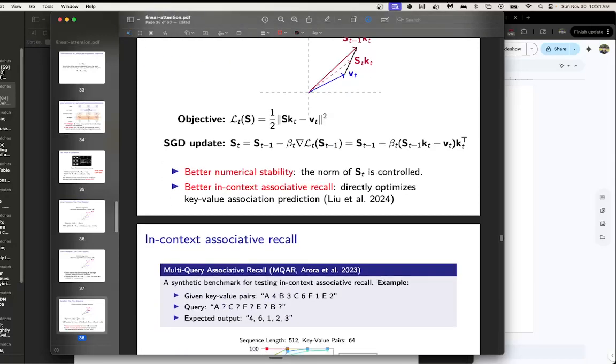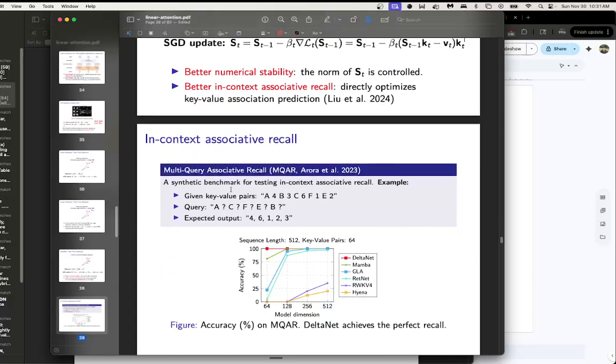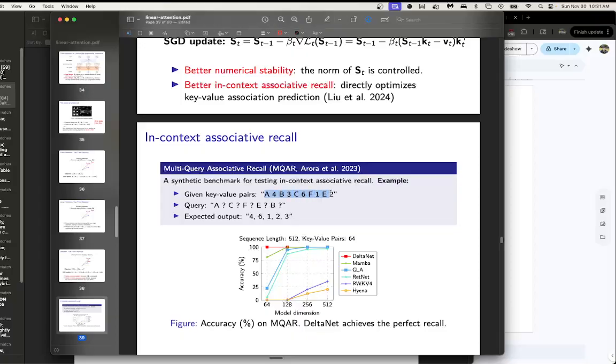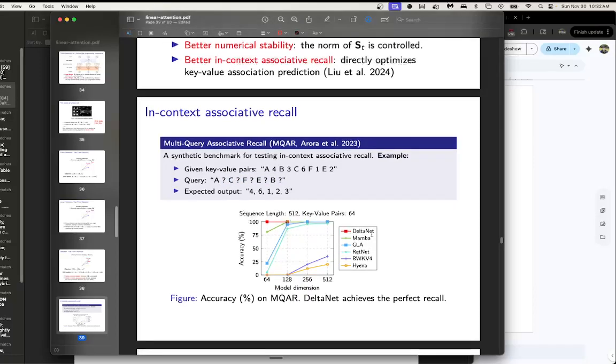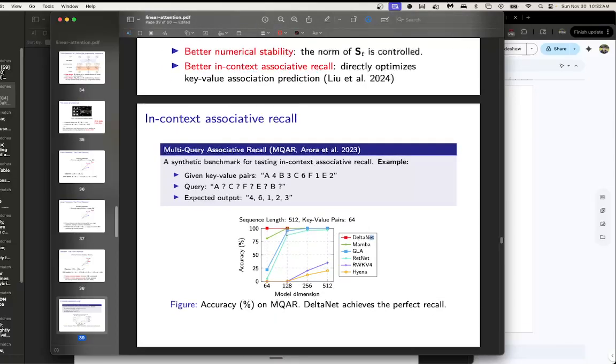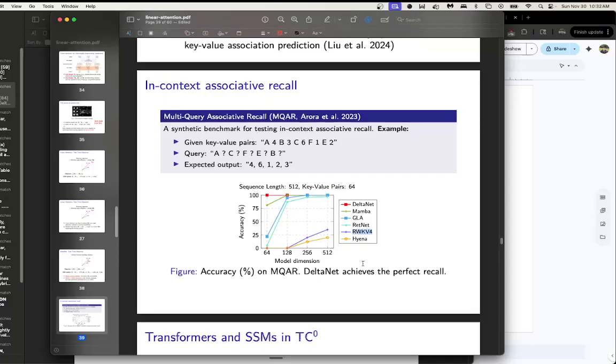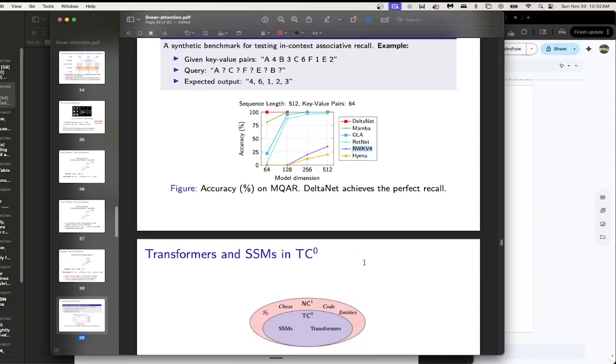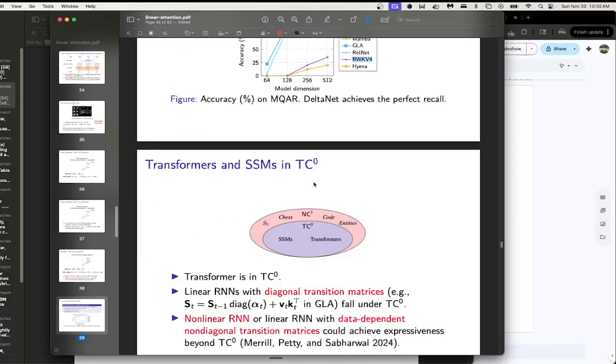And supposedly, according to their research, this also helps with better in-context associative recall. So if I had a prompt mapping letters to numbers, and then I asked what does A map to, what is C, and so on. Apparently DeltaNet with this delta update rule performs better across all model dimensions tested than other models. These aren't all linear attention models, but models with subquadratic attention mechanisms, like Mamba, GLA, RWKV, etc. So at the time this was published, it claims to be the best, right?